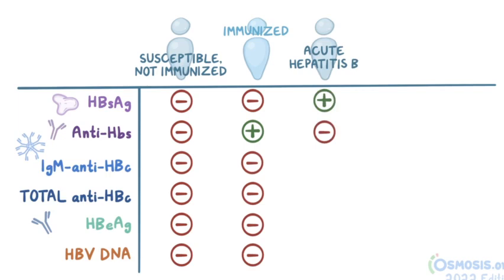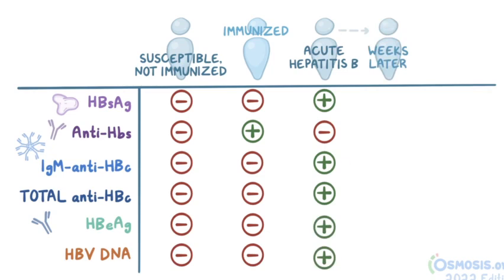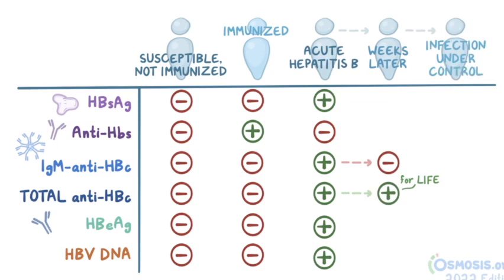Now, in someone with acute hepatitis B infection, hepatitis B surface antigen is positive, and anti-HBs is negative. And because it's acute, both IgM anti-HBc and total anti-HBc are positive. Typically, the virus is actively replicating at this stage, so hepatitis B e antigen and HBV DNA levels are elevated as well. A number of weeks later, IgM anti-HBc becomes negative, while total anti-HBc remains positive for life. Finally, if the infection gets brought under control to the point where the virus is no longer actively replicating, then the hepatitis B e antigen becomes negative, the HBV DNA levels fall, and anti-HBe antibodies appear.